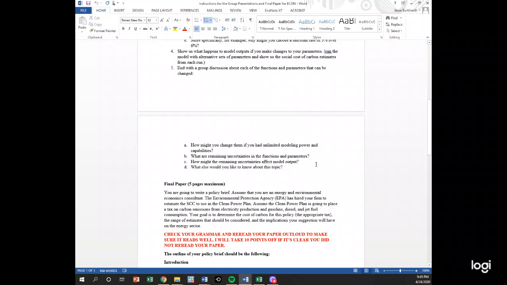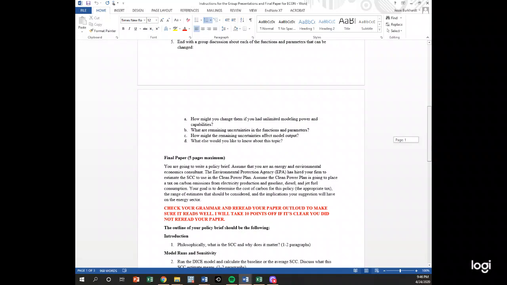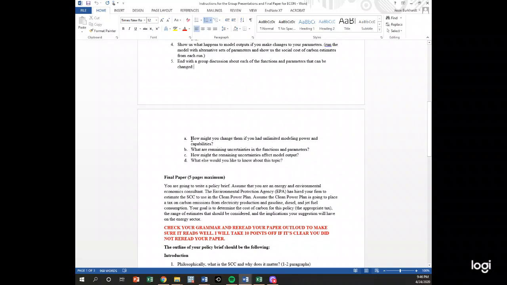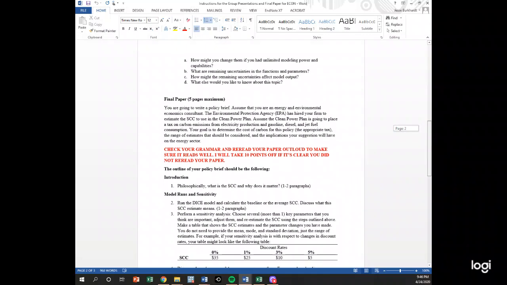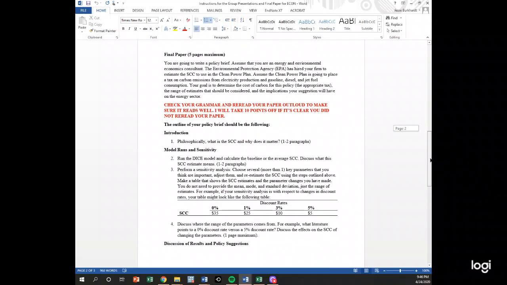How might the remaining uncertainties affect model output? What else would you like to know about this topic? So we'll end hopefully in this class with a bit of discussion on each of these topics here, after everyone's presented on their topics, and then which is the most important parameter in the model, which one has the largest effect on the social cost of carbon estimates.